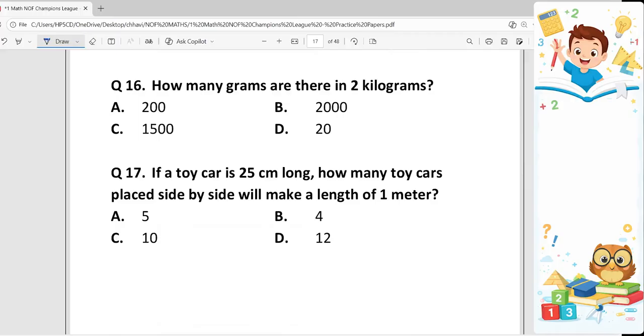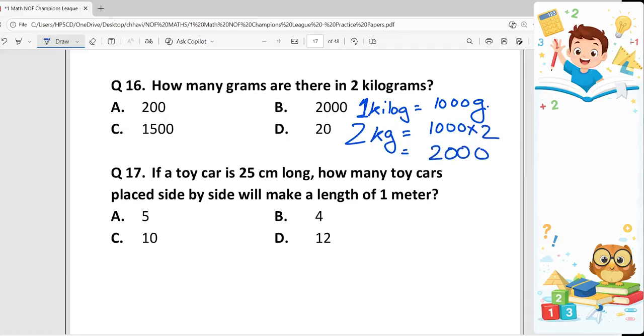Question number 16. How many grams are there in 2 kilograms? Now, we know that 1 kilogram is equal to 1000 grams. Okay, so 1 kilogram is equal to 1000 grams. So 2 kilograms is equal to 1000 into 2, that is 2000, isn't it? So 2000 is the correct answer, and our options are 200, 2000, 1500, and 20. So the correct answer is option B, 2000.